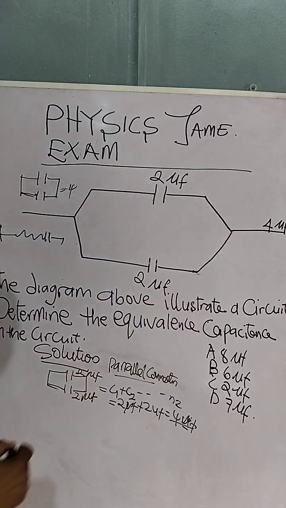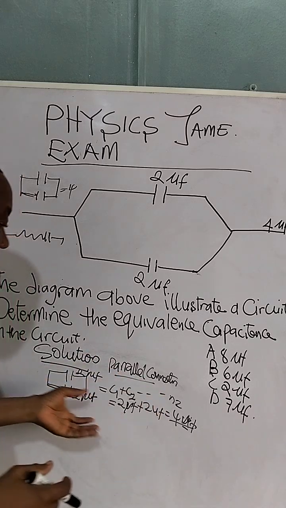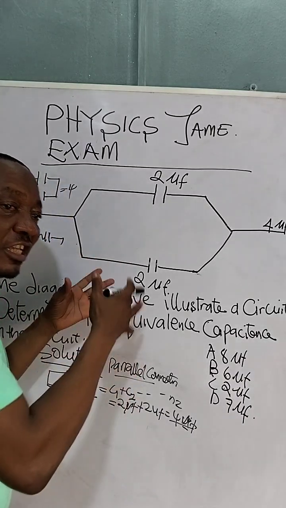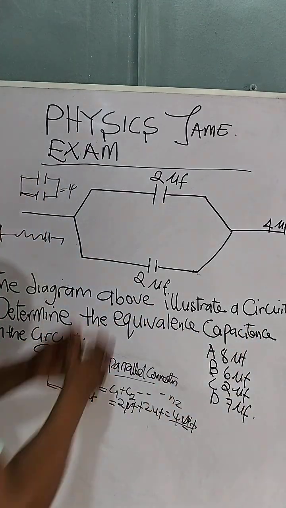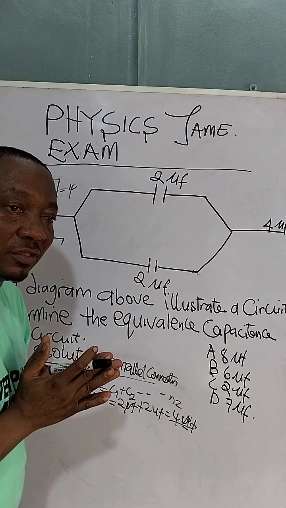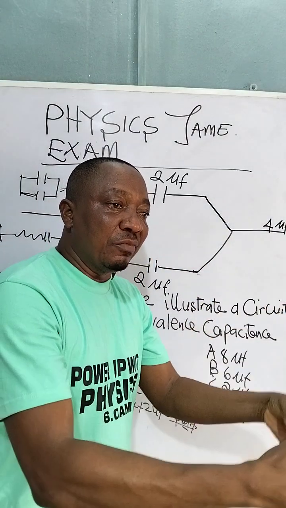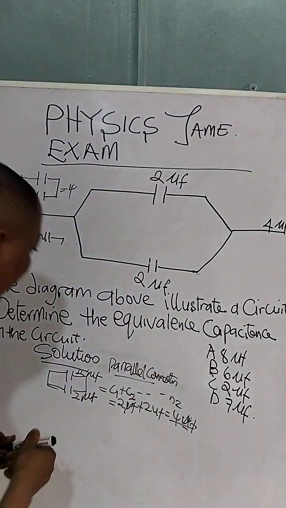When it is in parallel connection, I want us to understand that the voltage is the same in each of the individual capacitors, while in a series connection, the charge is the same in each of the individual capacitors. Sorry. So let's dive into it.